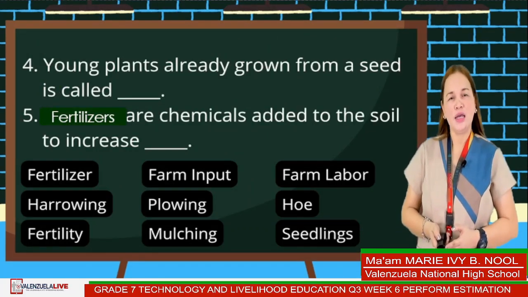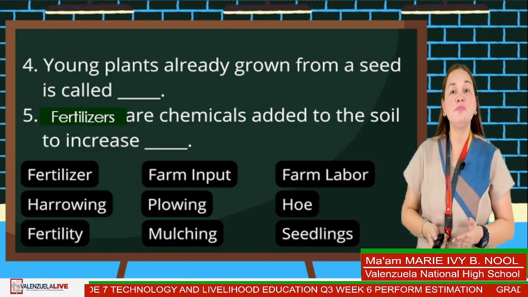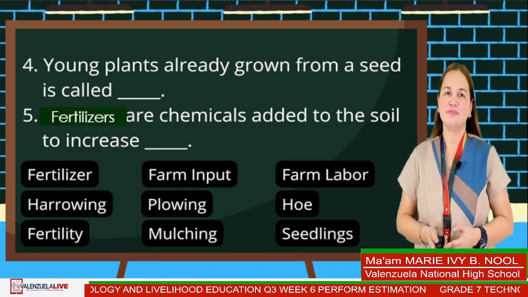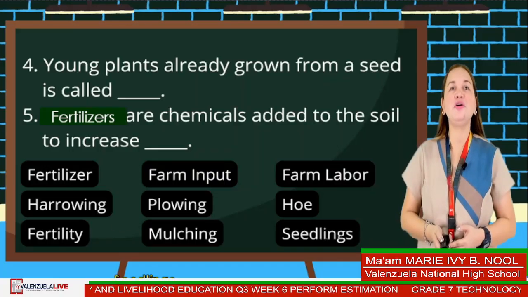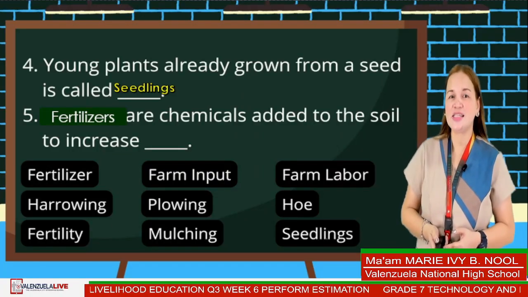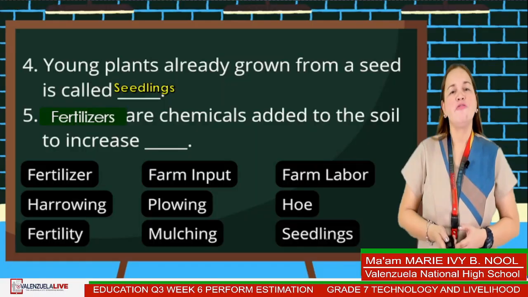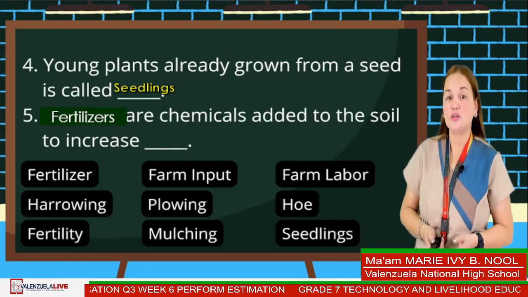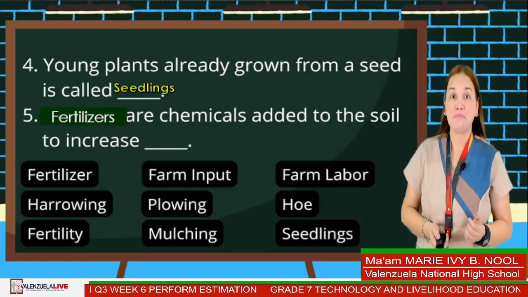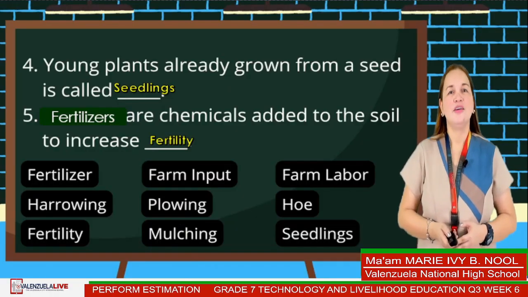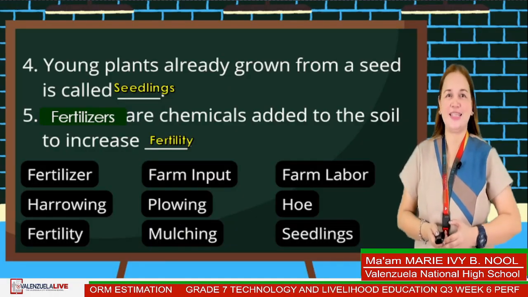Number 4. Young plants already grown from a seed is called blank. Very good. The correct answer is seedlings. Number 5. Fertilizers are chemical added to the soil to increase blank. Correct. Fertility.